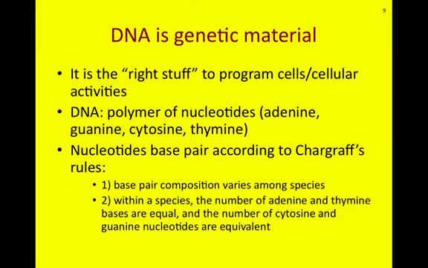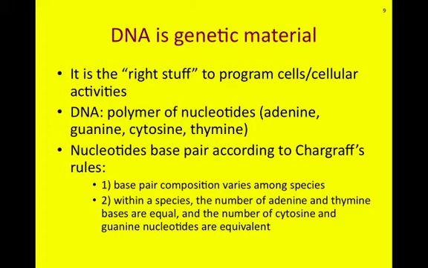Remember last time we talked about DNA being the genetic material. This was first shown by the Griffith experiment, that DNA in fact is the right stuff, if you will, to program cells and their activities. DNA is simply a polymer, which means it's made up of what? I'll let you answer that question for yourself. But it's a polymer of nucleotides. Adenine, guanine, cytosine, and thymine are the main nucleotides that make up DNA.